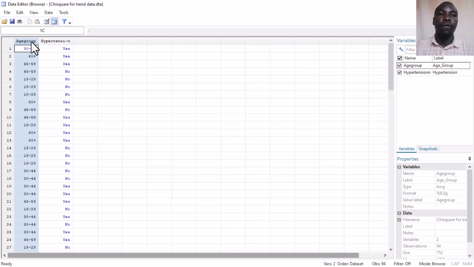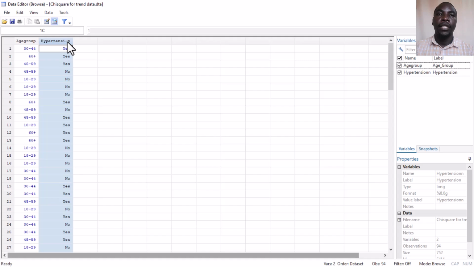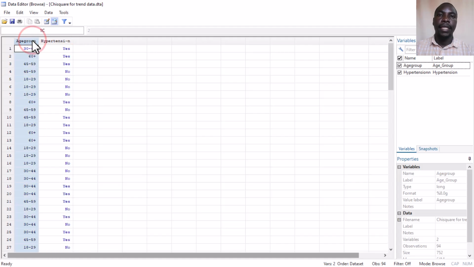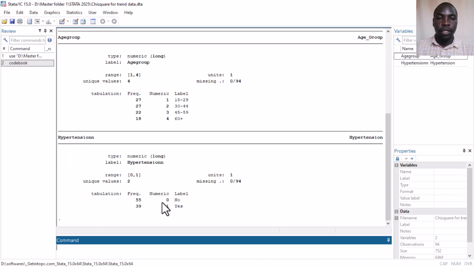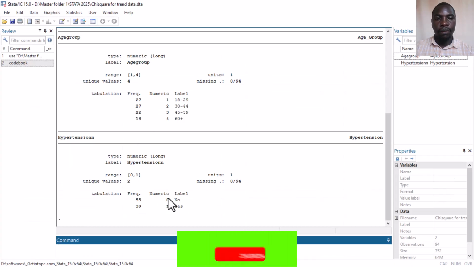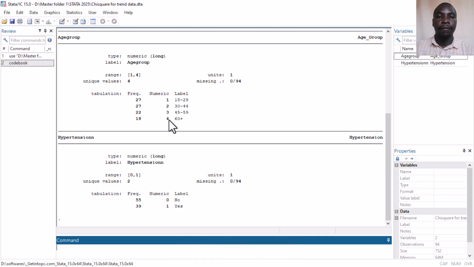It has got two variables. We have age group and hypertension. Hypertension is our outcome, whether someone has hypertension, yes, or does not have, no. Then our independent categorical variable is age group. Hypertension is coded as 0 for no and 1 for yes, whereas age group is coded as 1, 2, 3, and 4 for these different age groups.